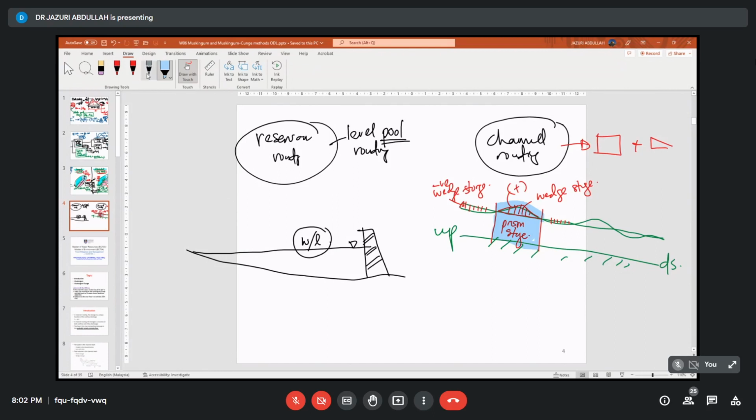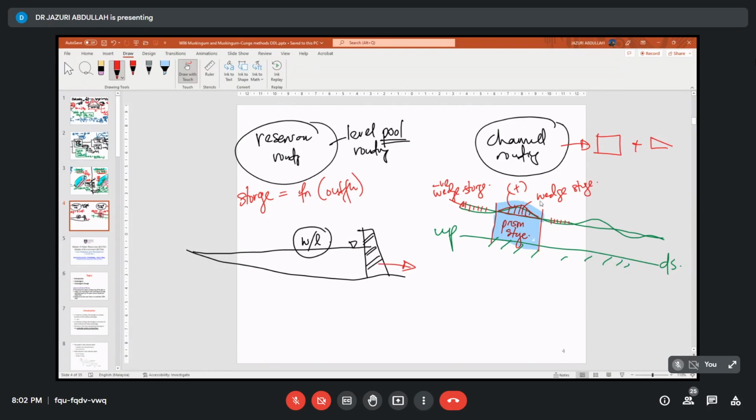And then kenapa dia panggil reservoir routing pula, kita akan lebih consider kepada as a function of the storage yang kita guna pakai, the storage that we consider into this analysis is a function of the outflow. Okay, so what is the kita consider on this part? That is the outflow that can affect to our area, sama ada flooded ataupun tidak.